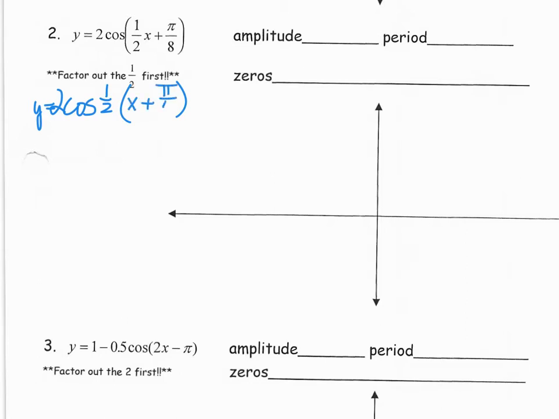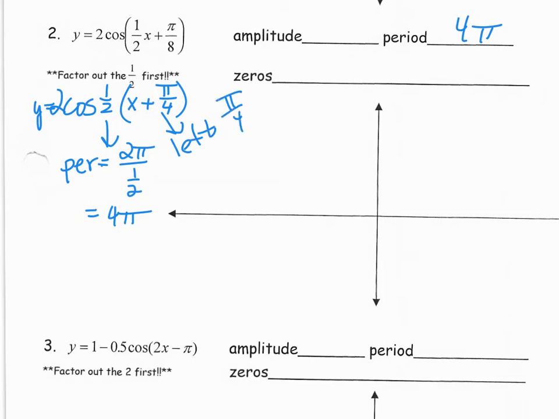And if you have a question on that, make sure you ask. But you take the half out. Now that 1/2 is going to affect the period. So the period is the old period 2 pi divided by the coefficient of x, 1/2. So the new period is 4 pi. Okay? And because of this x plus pi over 4, I'm going to have to go left 1/4 of a pi.